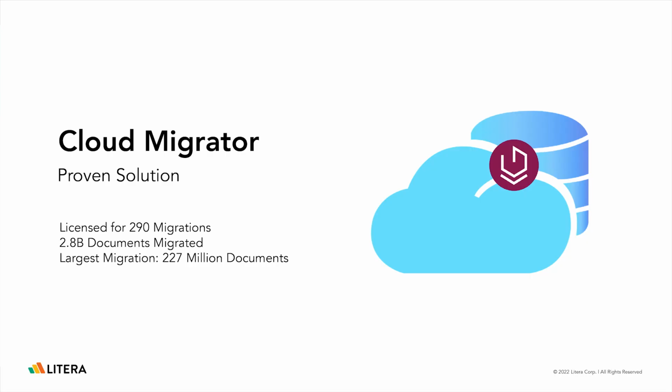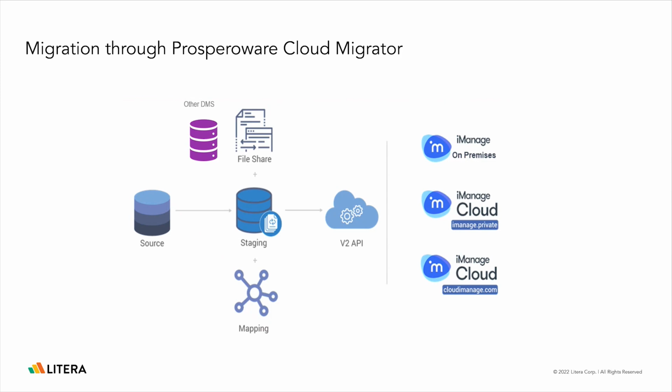Cloud Migrator is a proven solution in the industry. Well over 290 migrations, over 2.8 billion documents migrated, and so far, the largest migration included 227 million documents. File shares and migrations from other DMSs are not specifically supported out of the box.